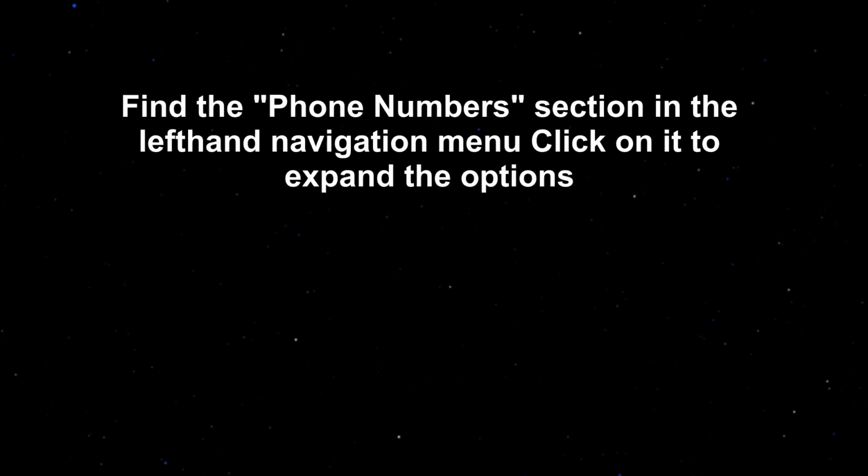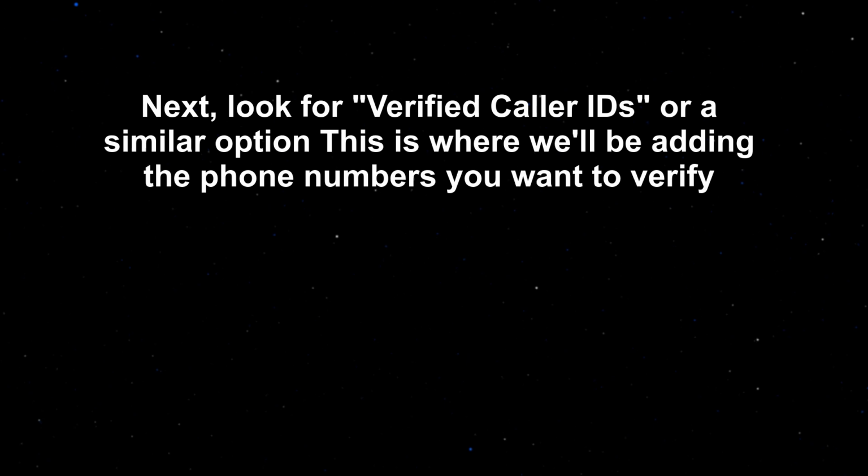Find the phone number section. In the left-hand navigation menu, click on it to expand the options. Next, look for verified caller IDs or a similar option. This is where we'll be adding the phone numbers you want to verify.